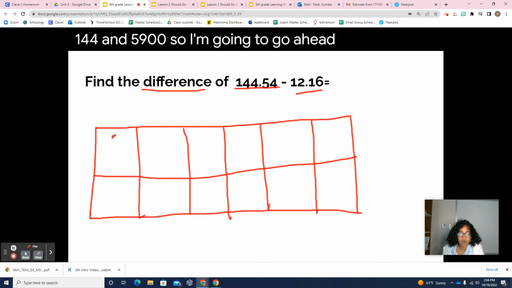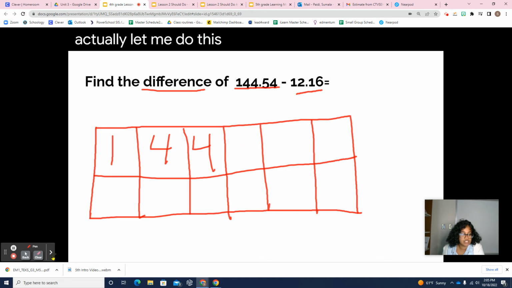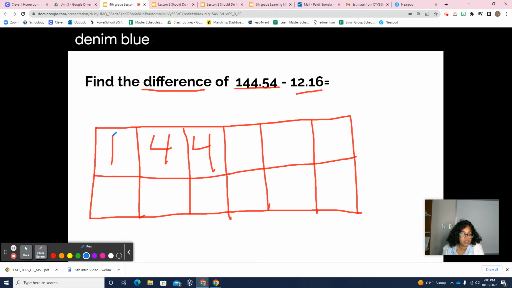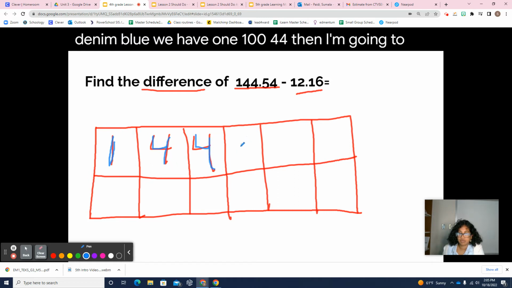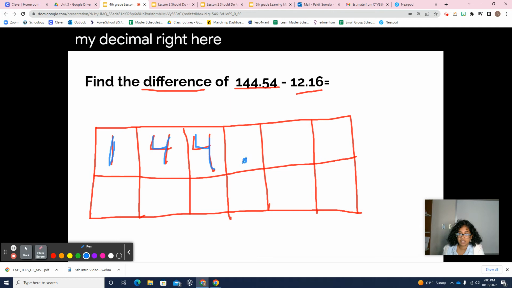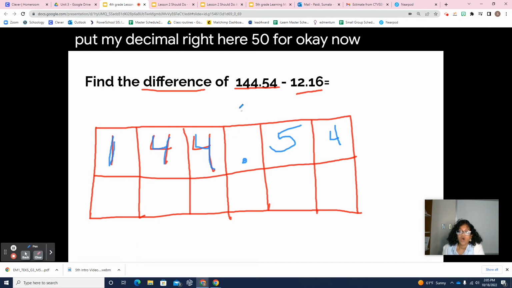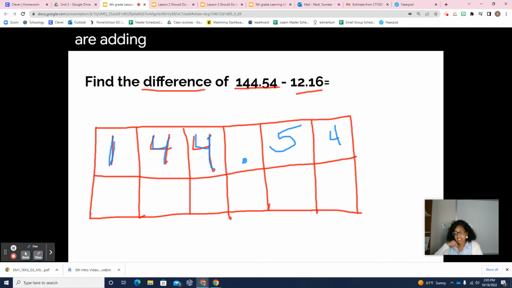So I'm going to put down 144, and actually let me do this in a different color. Do it in blue. So we have 144, and then I'm going to put my decimal right here, 54. Okay, now when we are adding and subtracting, it is really important that we line up our place values.